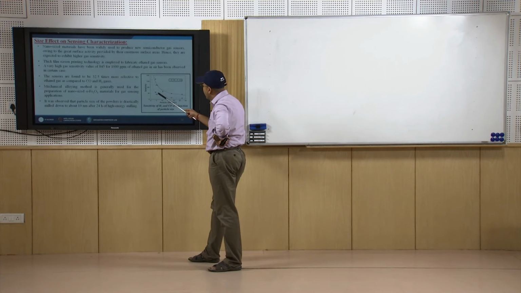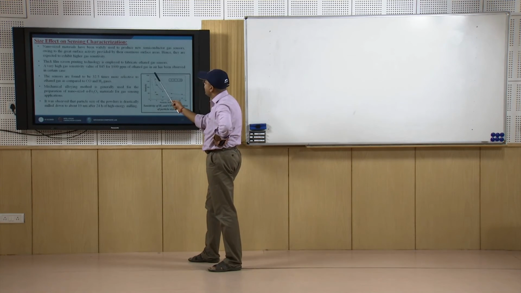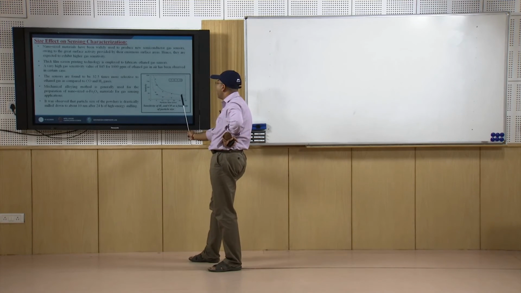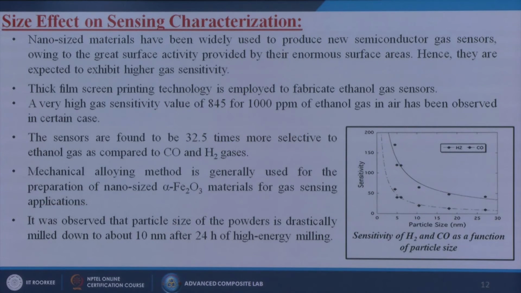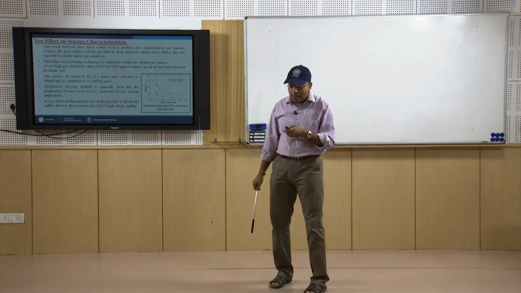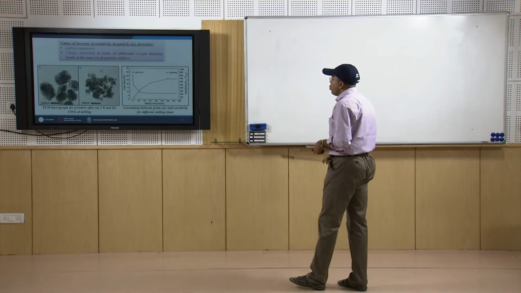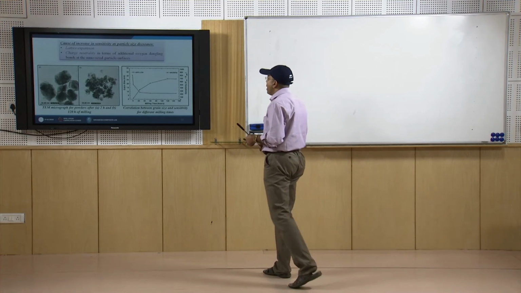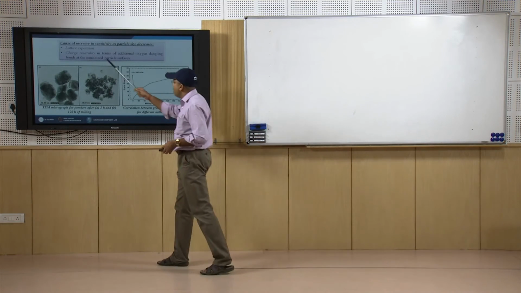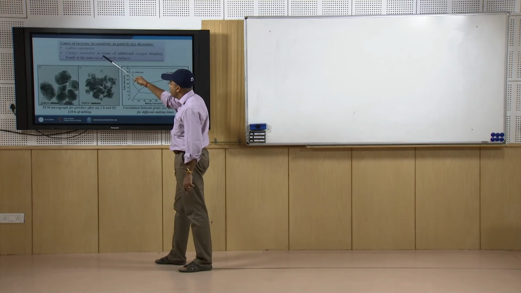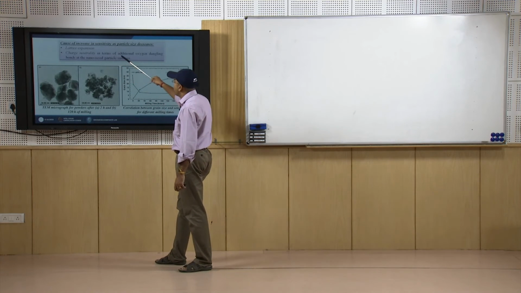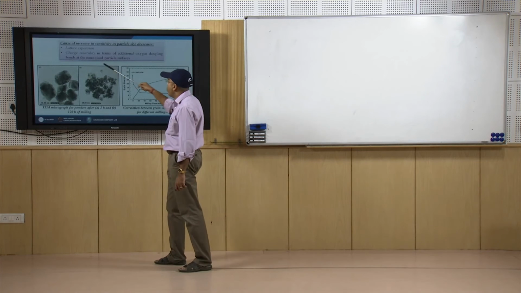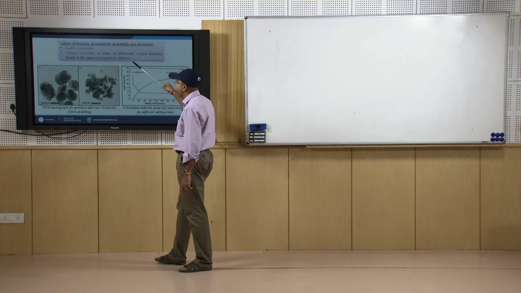So, here also we are getting the same thing: when we use the smaller particle size we get the maximum sensitivity, but when we slowly increase the particle size, the sensitivity of that particular material decreases. The causes of the increase in sensitivity as particle size decreases: first one is called the lattice expansion, second one is called the charge neutrality in terms of additional oxygen dangling bonds at the nano-sized particle surfaces.